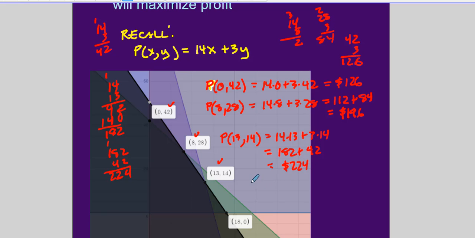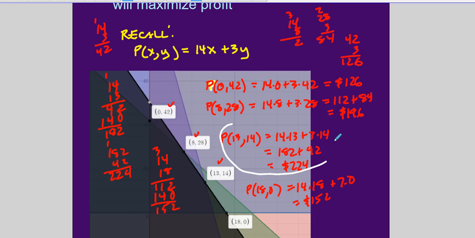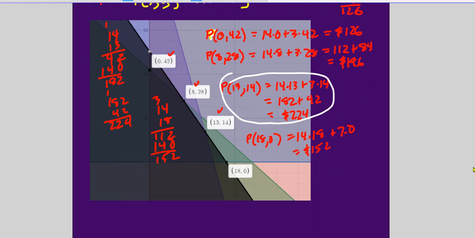And then finally we have to check P of 18, 0. That's going to be 14 times 18 plus 7 times 0. Well, 14 times 18, that's 152. So our max profit is achieved at 13, 14. So let's write a little summary.